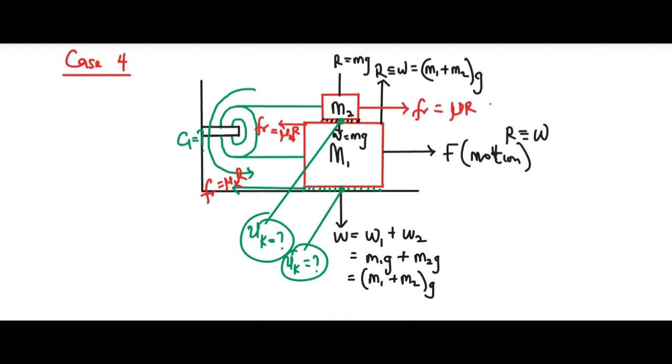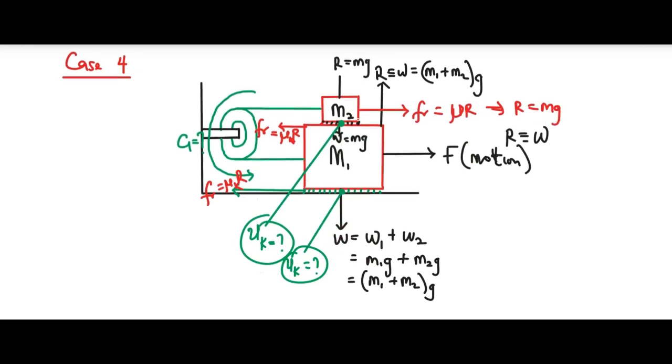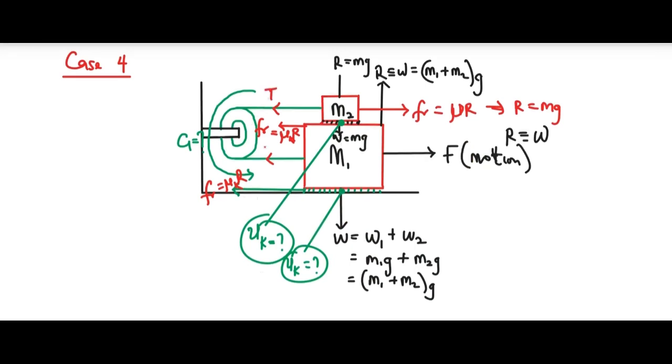So I have Fr, which is the same as mu R. But notice that the R here is equal to mg, while the R here is equal to the weight here. What am I going to have for the value of tension? Because the two bodies are tied to a rope, and the rope passes over the pulley, we have tension tending towards the pulley. These are all the forces we are expecting for this case.